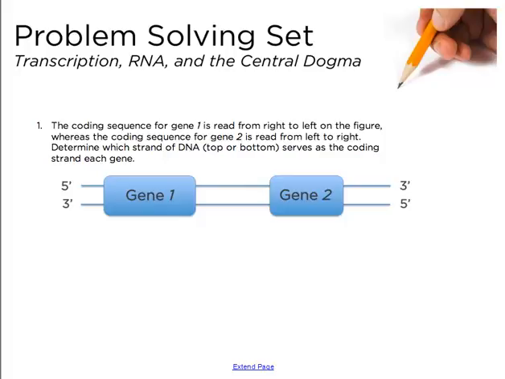Question 1. The coding sequence for gene 1 is read from right to left on the figure, whereas the coding sequence for gene 2 is read from left to right. Determine which strand of DNA, either the top or the bottom, serves as the coding strand in each gene.